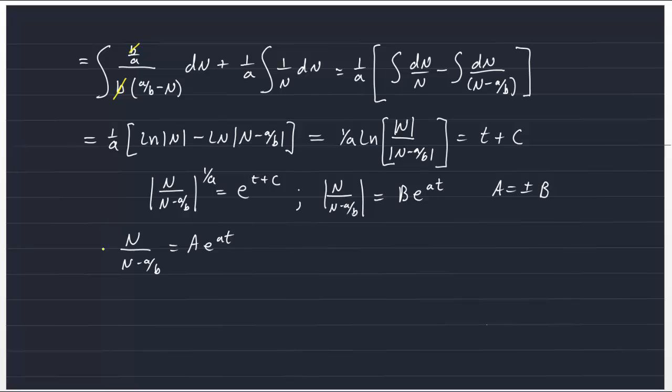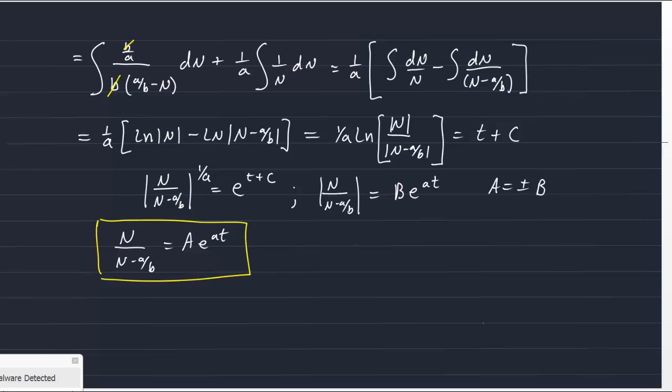So that is our general solution to the Verhulst population dynamics model. Or rather, I should say that from this equation we can obtain the solution, because we just have to rearrange it to solve for n. But before we do that, let's define our initial condition.